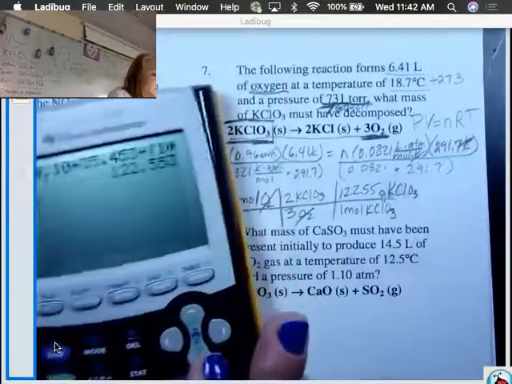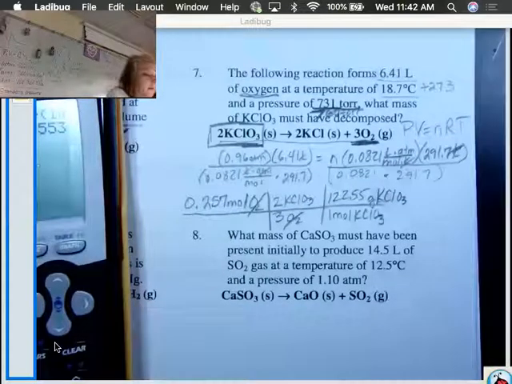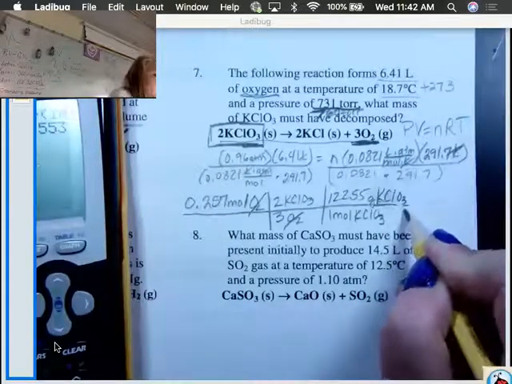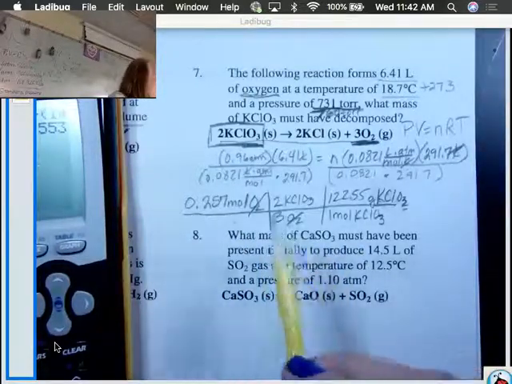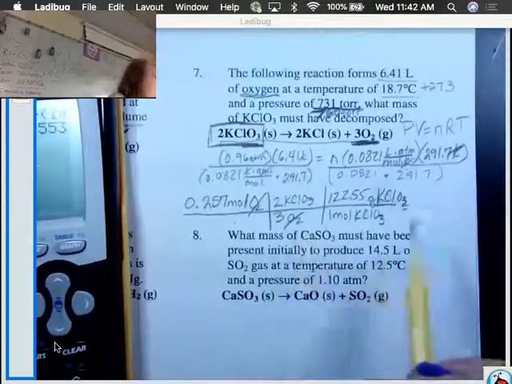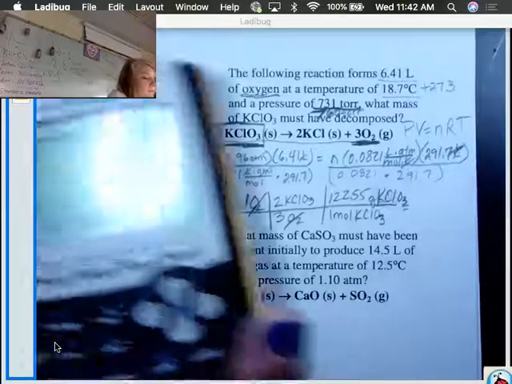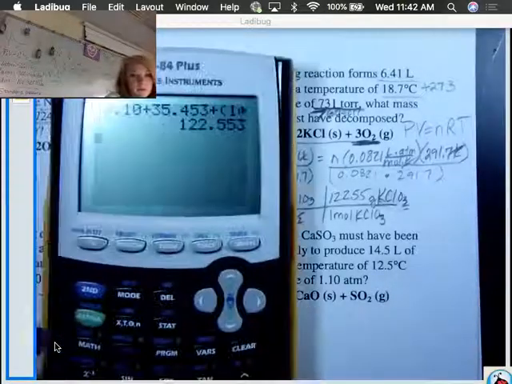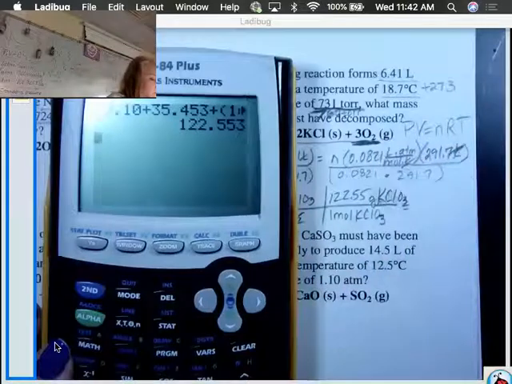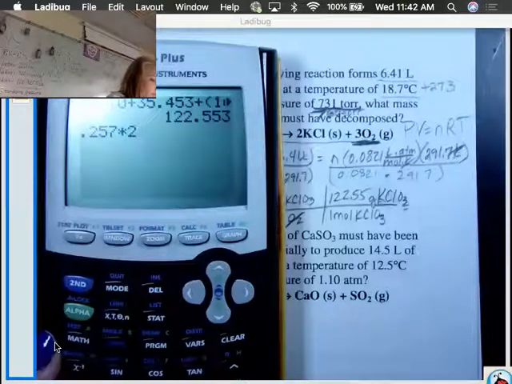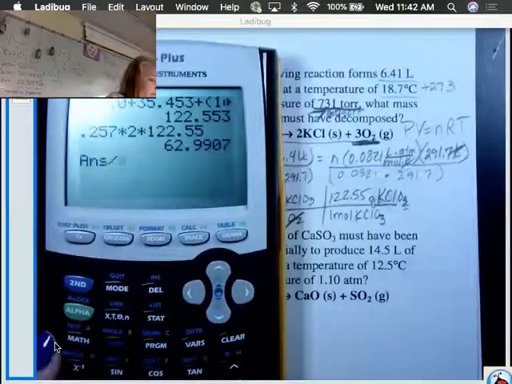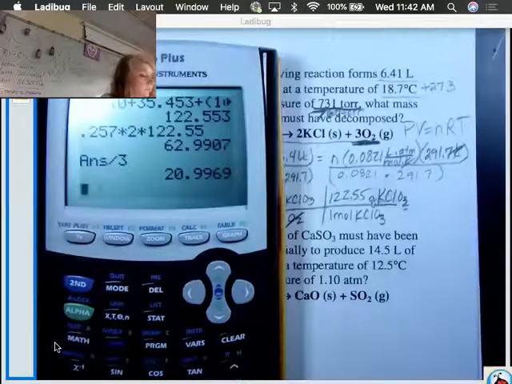All right, so now we've got to run our numbers through our little mole train. Notice this was only a 2-stepper because we were already in moles. So we weren't going from grams to moles to grams. We were just going moles to grams, okay? So we're going to take our 0.257 times 2 times 122.55 and then divided by 3. So that's on the bottom. 21? Yep, I agree.